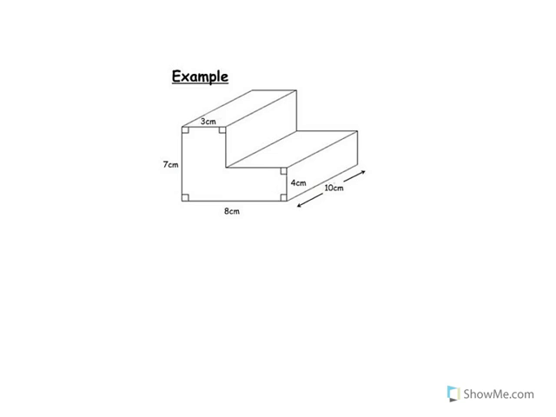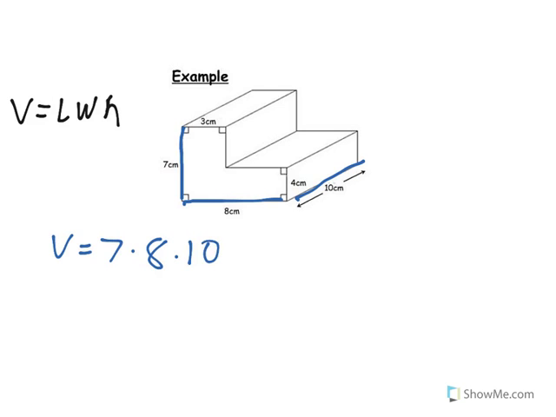Well, the formula for volume is length times width times height for a cuboid. So let's have a look at this. We have the height right here is 7. We have a base which is 8, and then the length is 10. So there's a couple ways we could go about it. We could either multiply 7 times 8 times 10. Let's try that. So the volume of this whole shape, 7 times 8 times 10, equals 560 centimeters cubed.